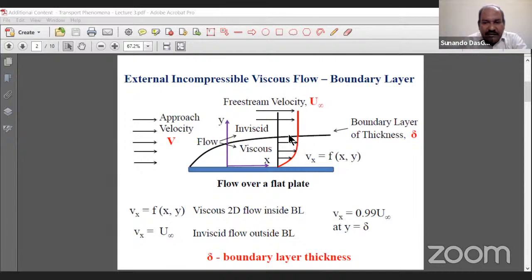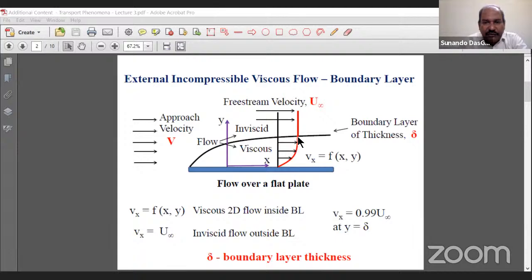So inside this layer, which I have denoted by the black line, the red line is the variation in velocity. It starts with a zero velocity, but then the velocity increases and then it becomes equal to the free stream velocity. So inside the boundary layer, the flow is two-dimensional. It's a function both of x, the axial direction, and y, the vertical direction.